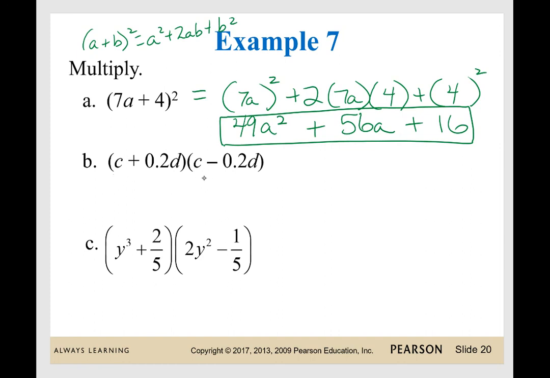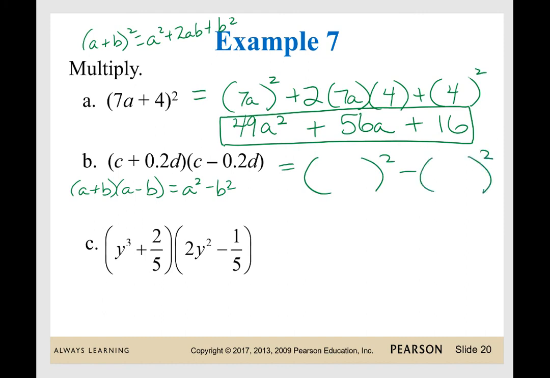All right, next one. Same two terms, but one's adding and one's subtracting. So that's going to be a plus b times a minus b. That's going to be that pattern a squared minus b squared. So I'm going to start right with my pattern a squared minus b squared. In the a position was a c, and in the b position was a 0.2d. So clean that up. I get c squared minus 0.2 times 0.2 is 0.04, and then d squared is d squared. So there's my final answer.